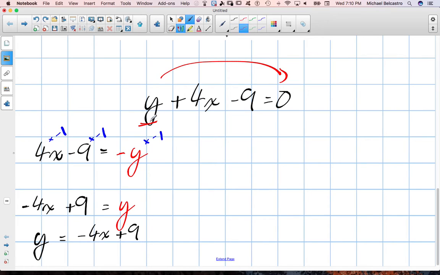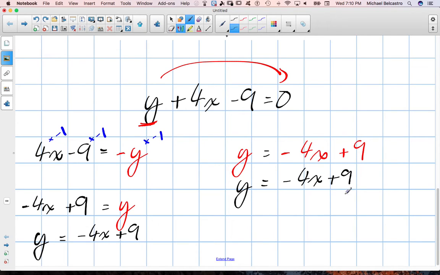The other option here is I could have left y by itself and moved everything else. The first thing I would have moved was 4x, which would have been negative 4x, and this would become positive 9. So if you look again, it's actually a little quicker. Negative 4x, positive 9. It's kind of like one less step to do it this way. Still the exact same answer.